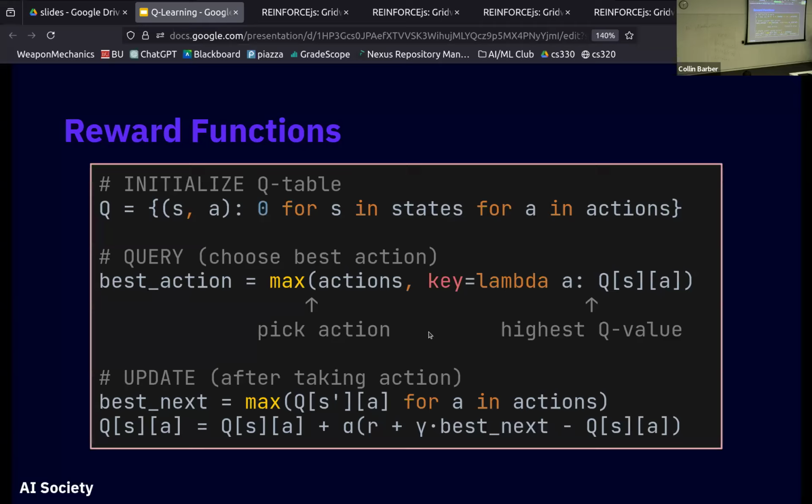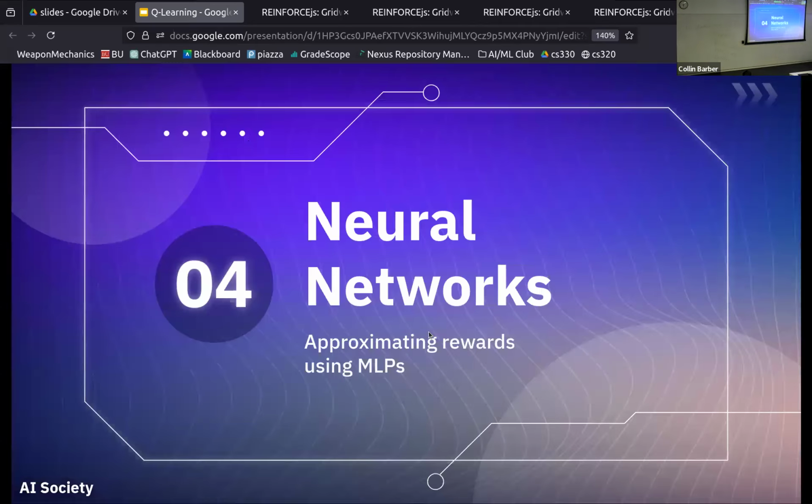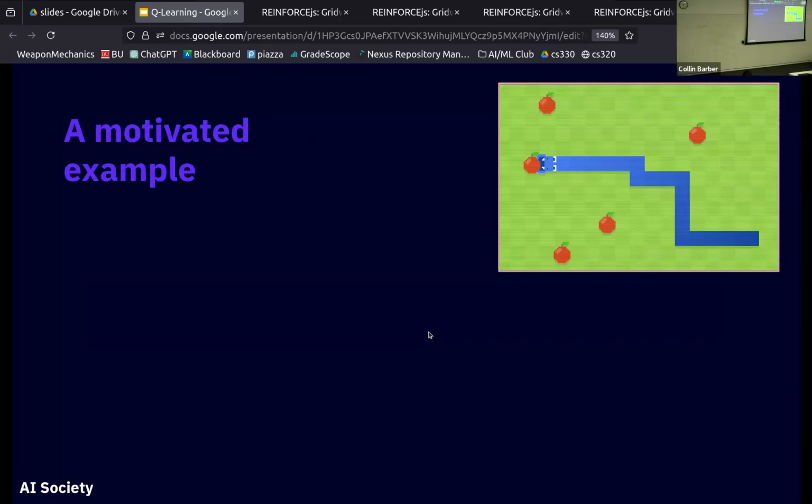But I think I've actually taken up a good bit of time already. So I'll go back to that if we're curious, but I want to talk about neural networks real quickly because that's what you're here for, probably.